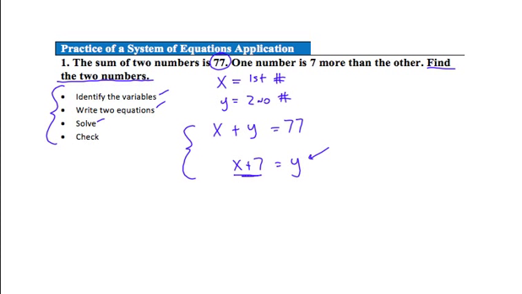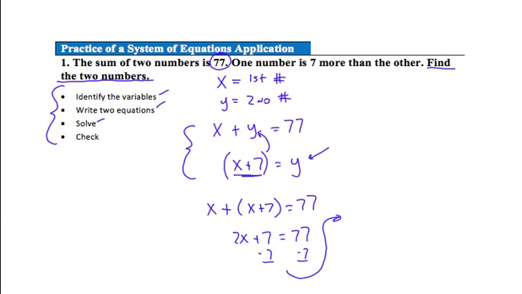Substitution would work great here. Y is already isolated. We can see that y is equal to x plus 7. So all I'm going to do is replace y with that quantity x plus 7 in the equation above. So I'd have x plus x plus 7 equals 77. Go ahead and combine my like terms there. x plus x will be 2x. Minus 7. Then we have 2x is equal to 70. Divide by 2, divide by 2.